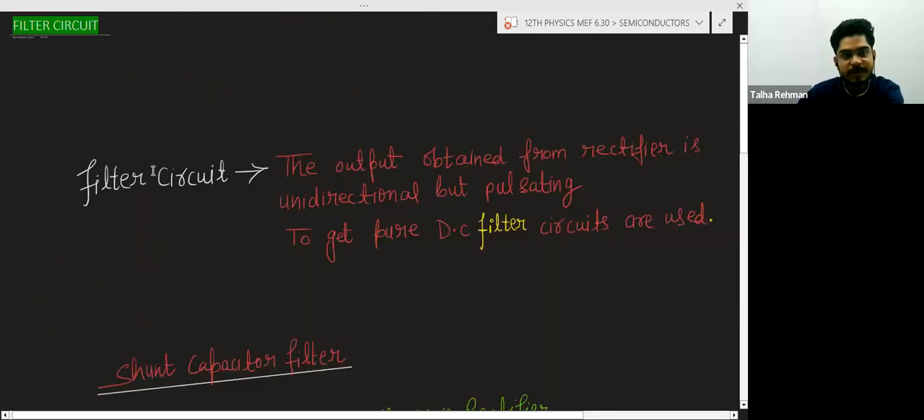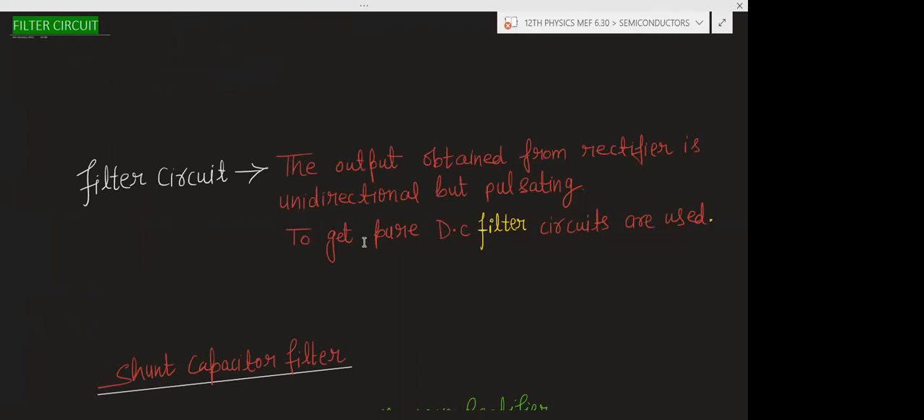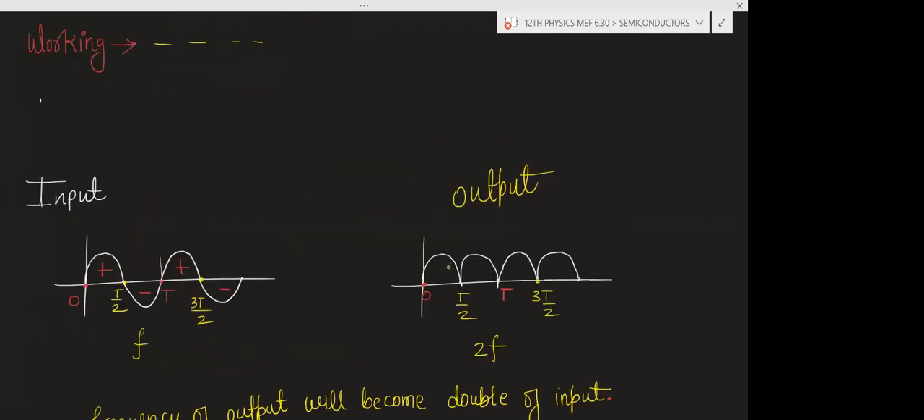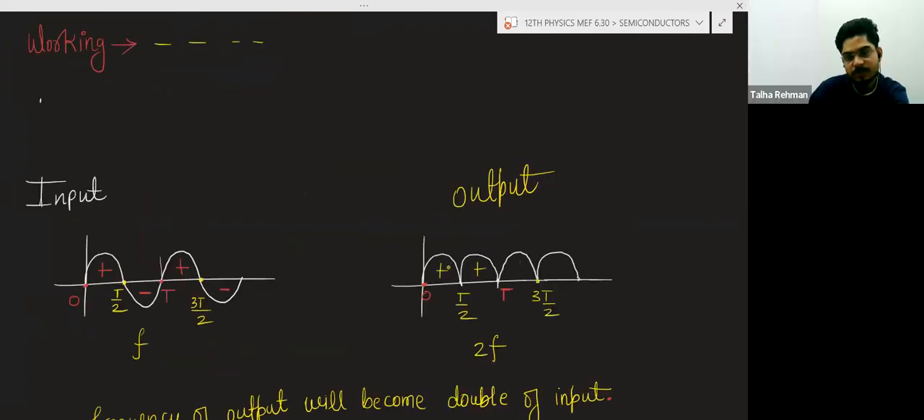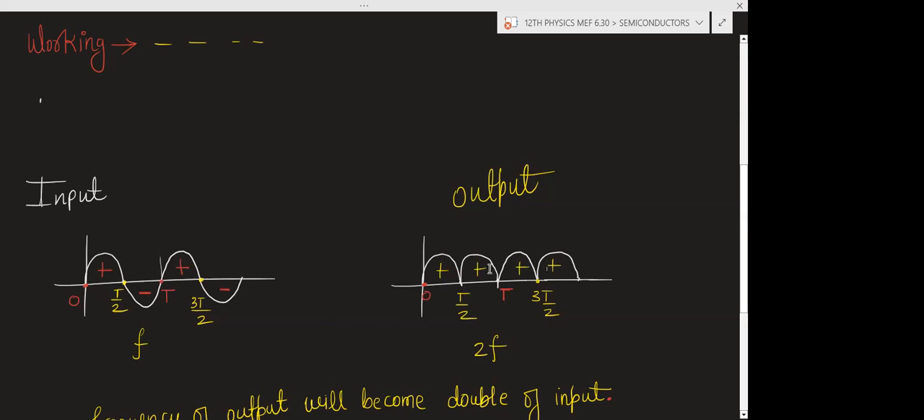So now filter circuit, the output obtained from the rectifier is unidirectional, but pulsating. Unidirectional means positive output only you are getting, plus, plus, plus, plus. But this is pulsating.